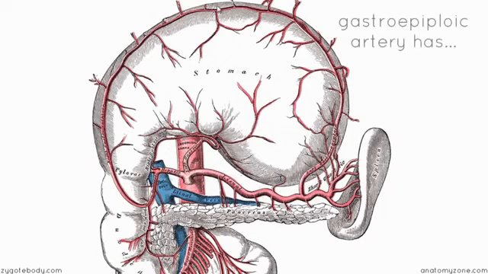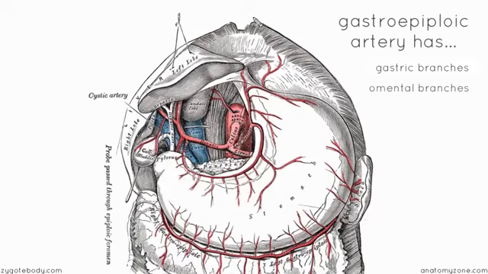So obviously, as you can see here, it's got these little branches which are given off, these gastric branches which are given off to both surfaces of the stomach, and it's also got omental branches which descend to supply the greater omentum.